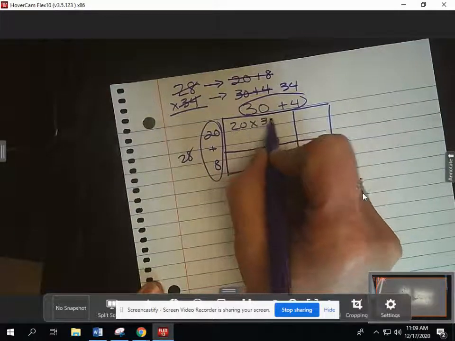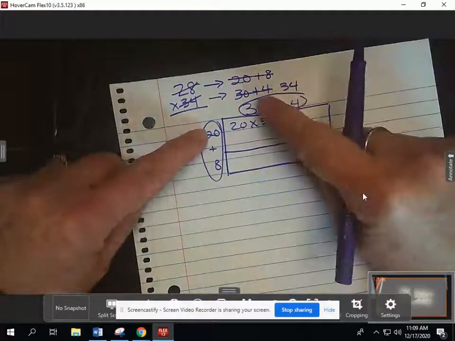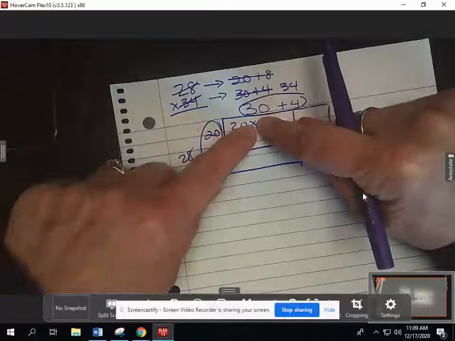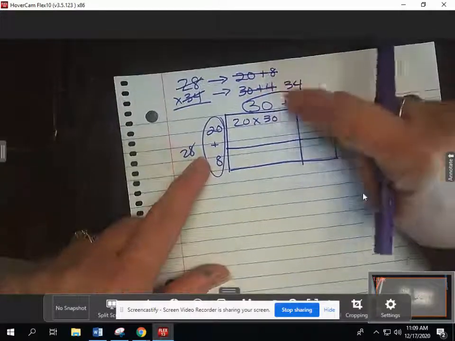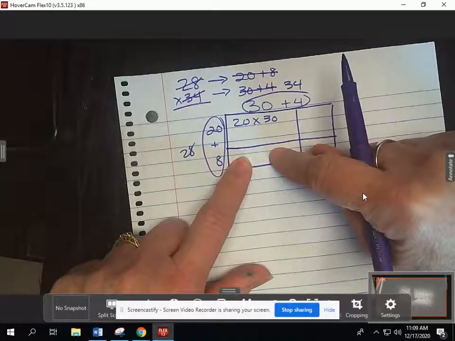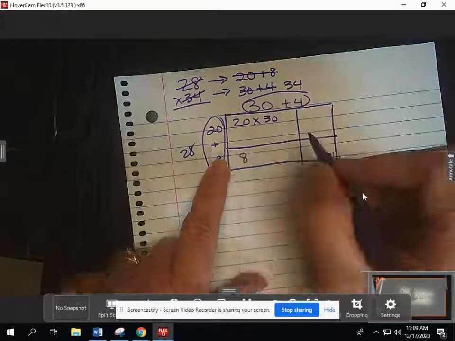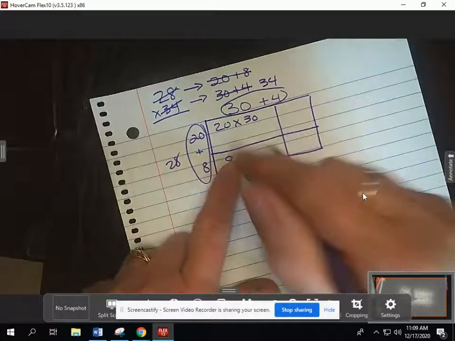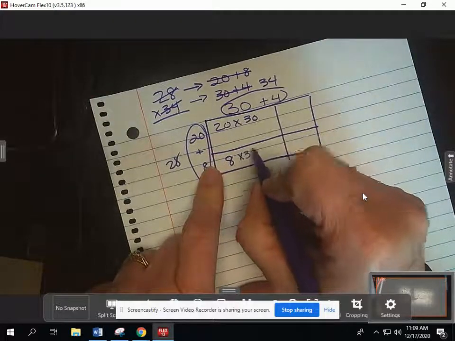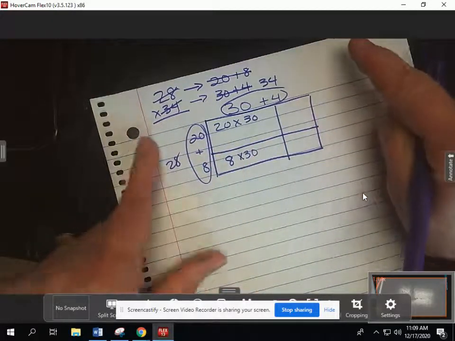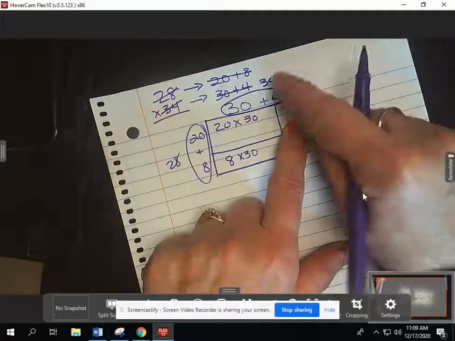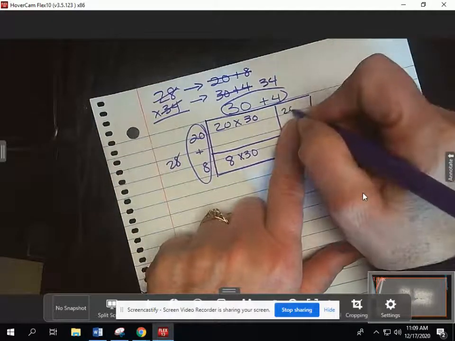20 times 30. Remember, you have just like a multiplication chart. It meets here. To find the set of factors to multiply in this box, outside of the box we have an 8. Outside of the box we have a 30. 8 and 30 meet here. 8 times 30 go in that box. Now it's the box over here, 20 and 4.